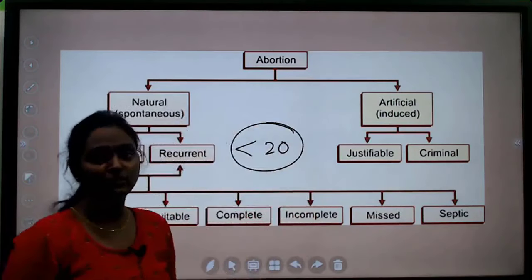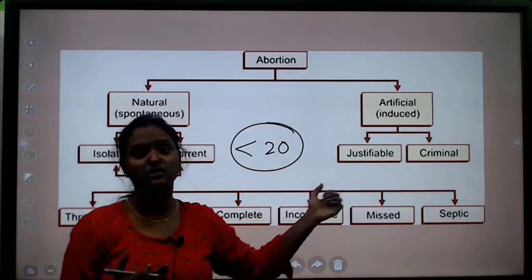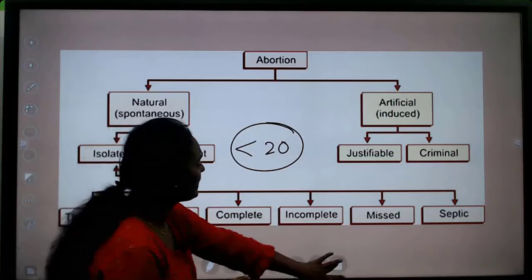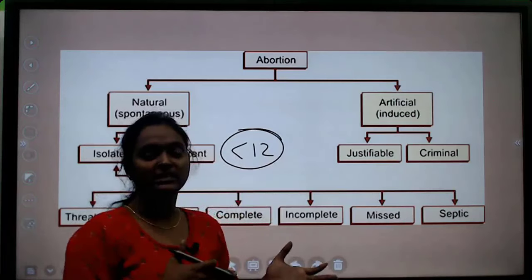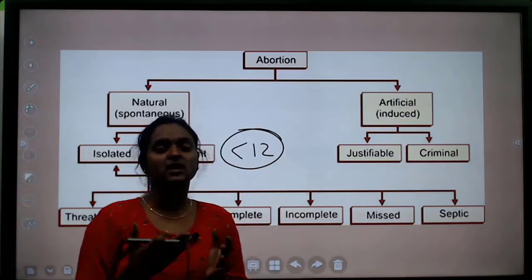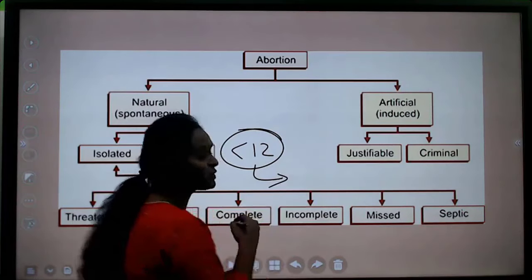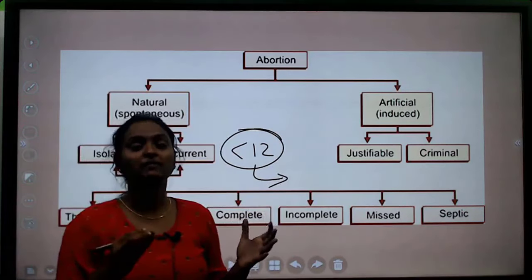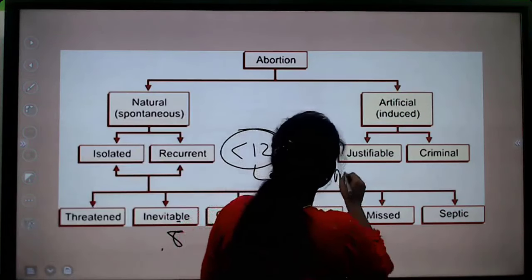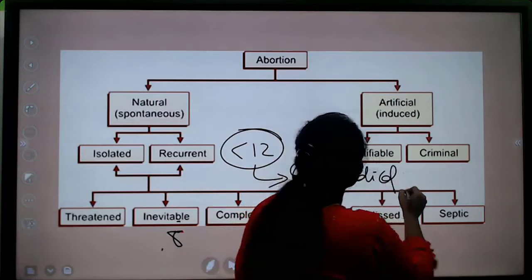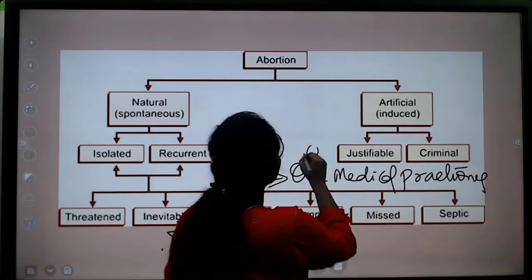before 20 weeks of the gestational age only, we will go for the abortion, that is medical termination of the pregnancy. If the mother has less than 12 weeks of the gestational age and you want to terminate the pregnancy, there must be an opinion from one medical practitioner. Opinion must be required here.